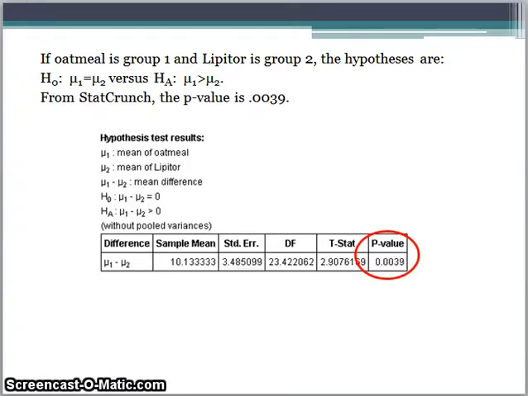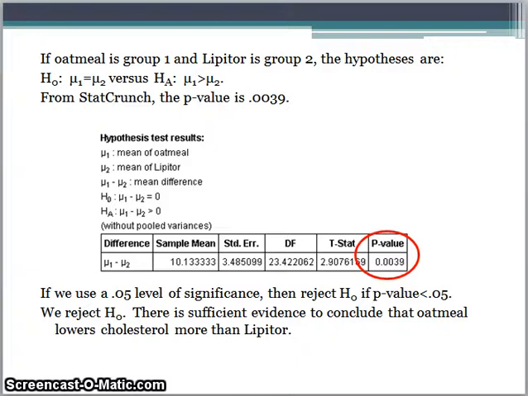And plug and chug into StatCrunch, and we get a p-value of 0.0039. And they didn't specify a level of significance, so we'll just use 0.05 by default. Therefore, reject H0 if the p-value is less than 0.05, which it is. Therefore, we reject H0. There is sufficient evidence to conclude that oatmeal lowers cholesterol more than Lipitor.